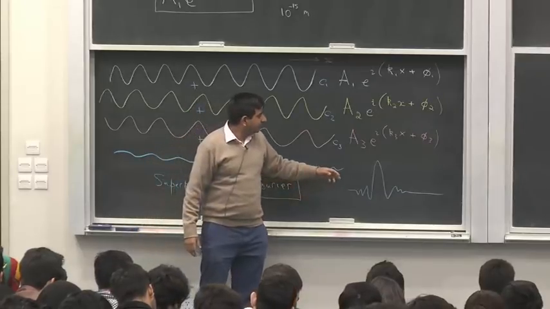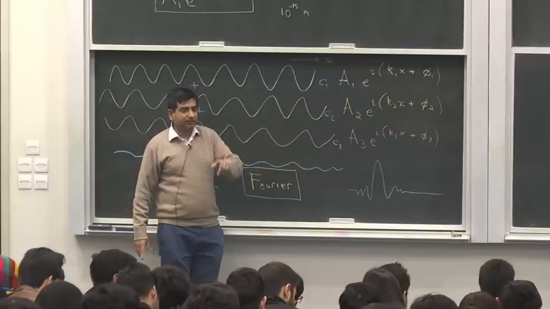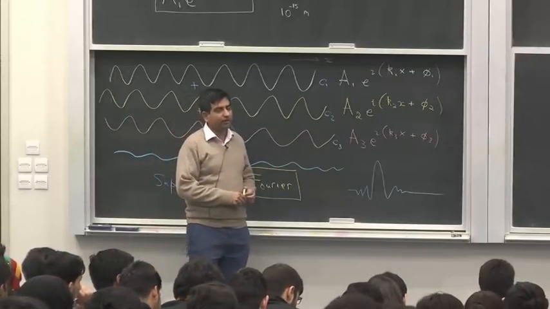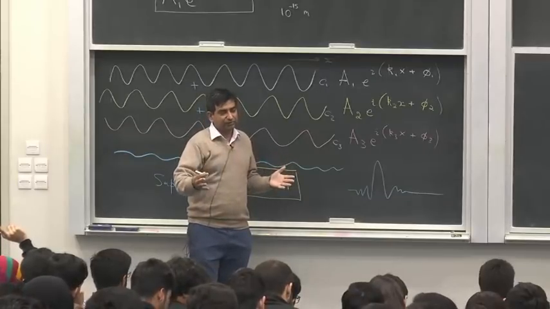Okay? And all right. Yes. Complex may be confusing. Complex is a sum of sine and cosine.